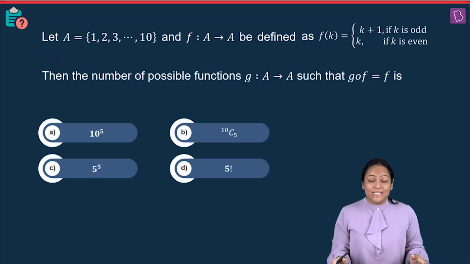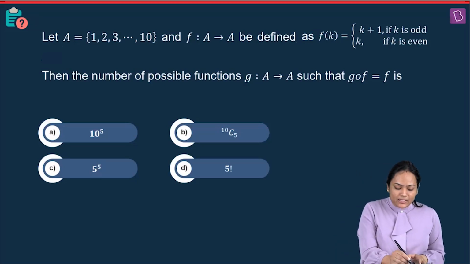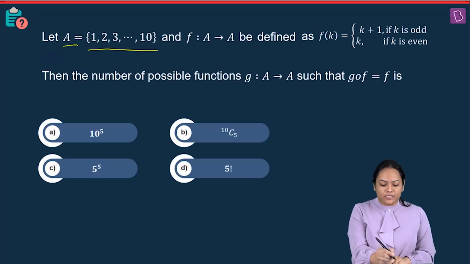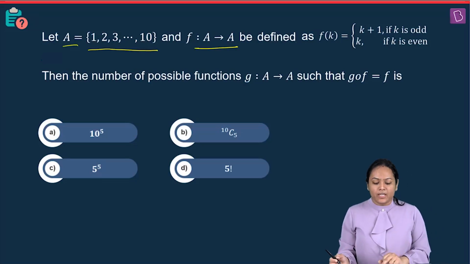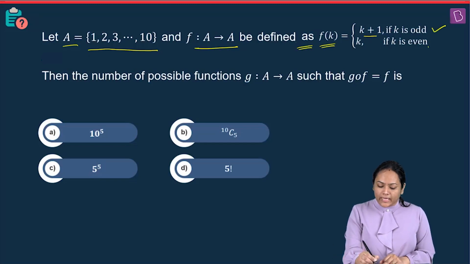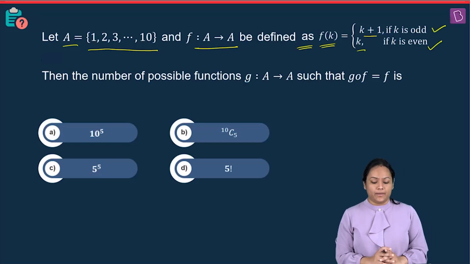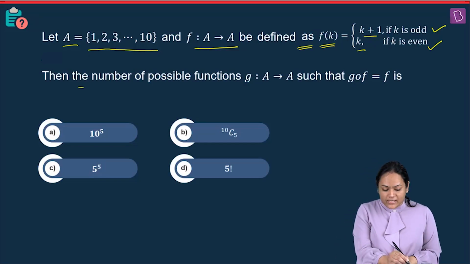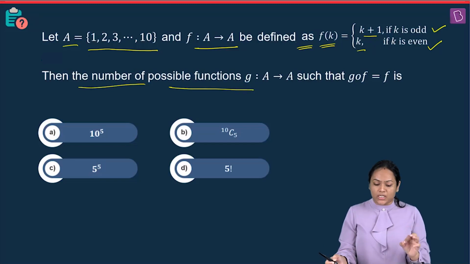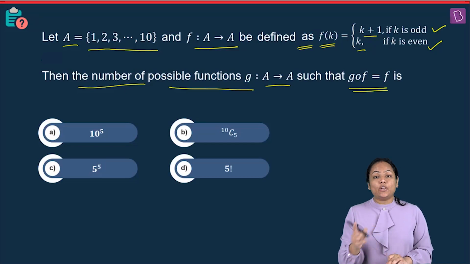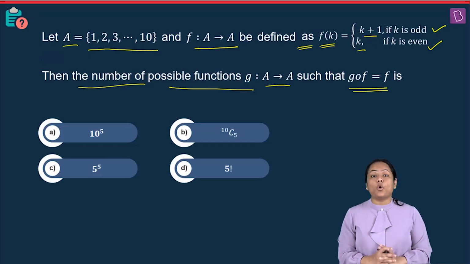Well, this question says let A be a set having all natural numbers from 1 to 10, and a function is defined from A to A, that is f, with the definition f of k equal to k plus 1 when k is odd, and equal to k when k is even. So they have defined the function f. What they have asked is the number of possible functions g, again defined from A to A, such that g of f is equal to f. They have given us options over here.